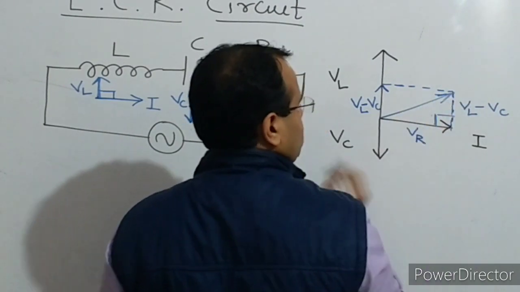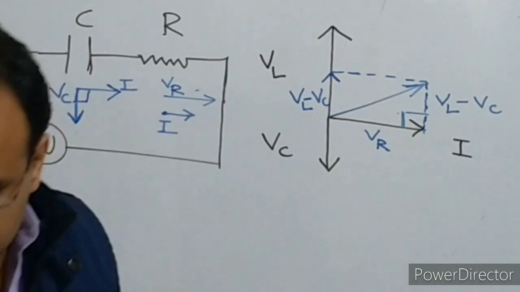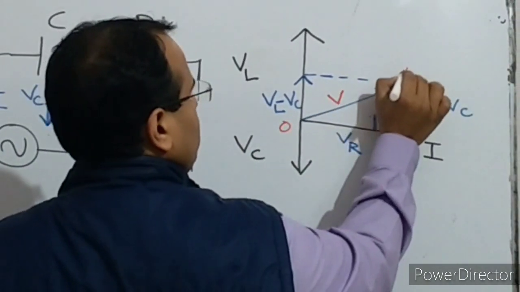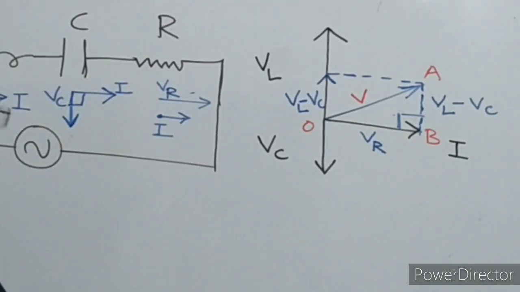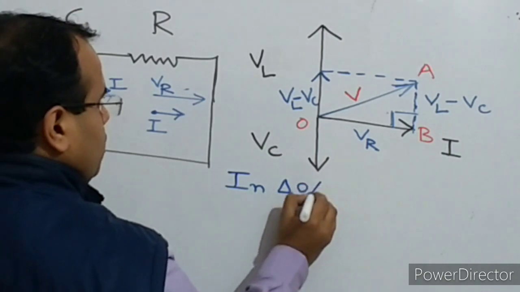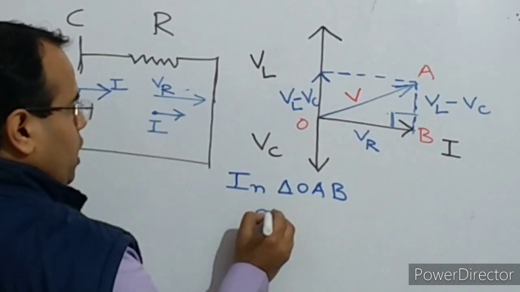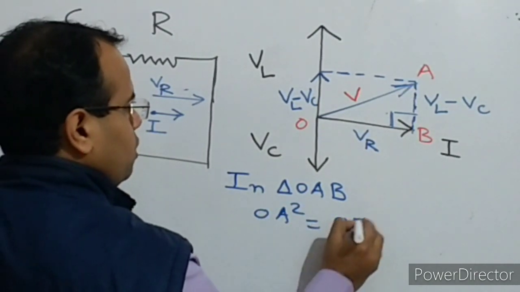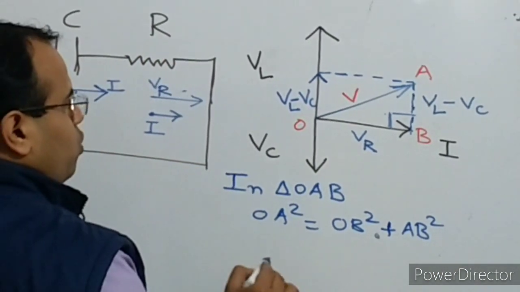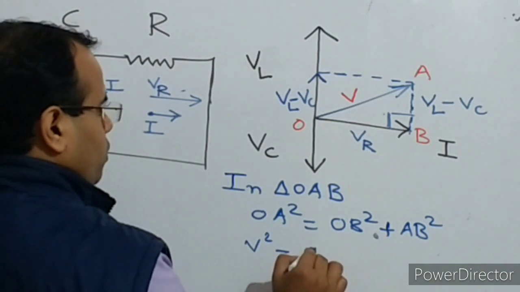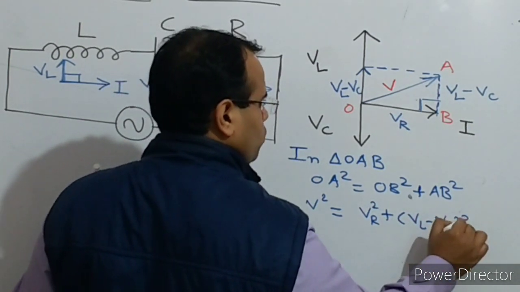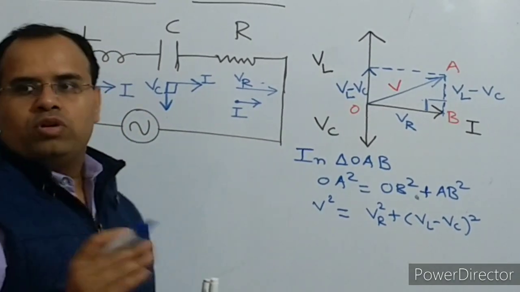Okay, and if it is, then you can find the resultant of these two, and that will give you the resultant, say capital V. So in this triangle OAB, you can find OA square is equal to OB square plus AB square, and that will give you V square is equal to VR square plus (VL minus VC) whole square.